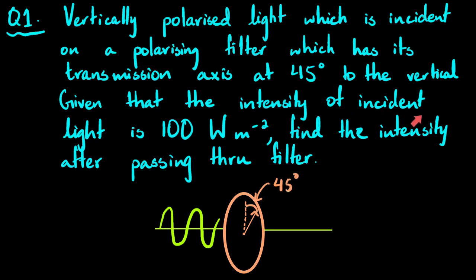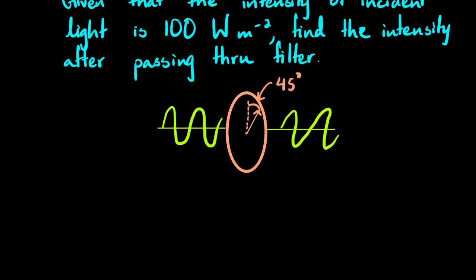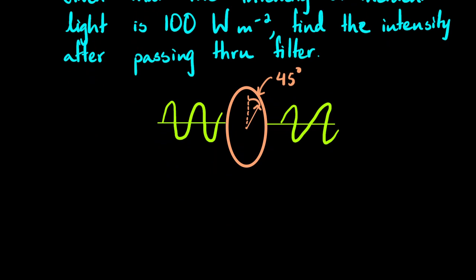Given that the intensity of incident light is 100 watts per meter square, find the intensity after passing through the filter. We know that after passing through the filter, the plane of the light will be determined by the transmission axis. So it's going to be like this, at an angle of 45 degrees. Something like this, right? And now we need to find the intensity after it has passed through the filter. Now this is really easy because we're just starting out. I deliberately kept the example very easy.